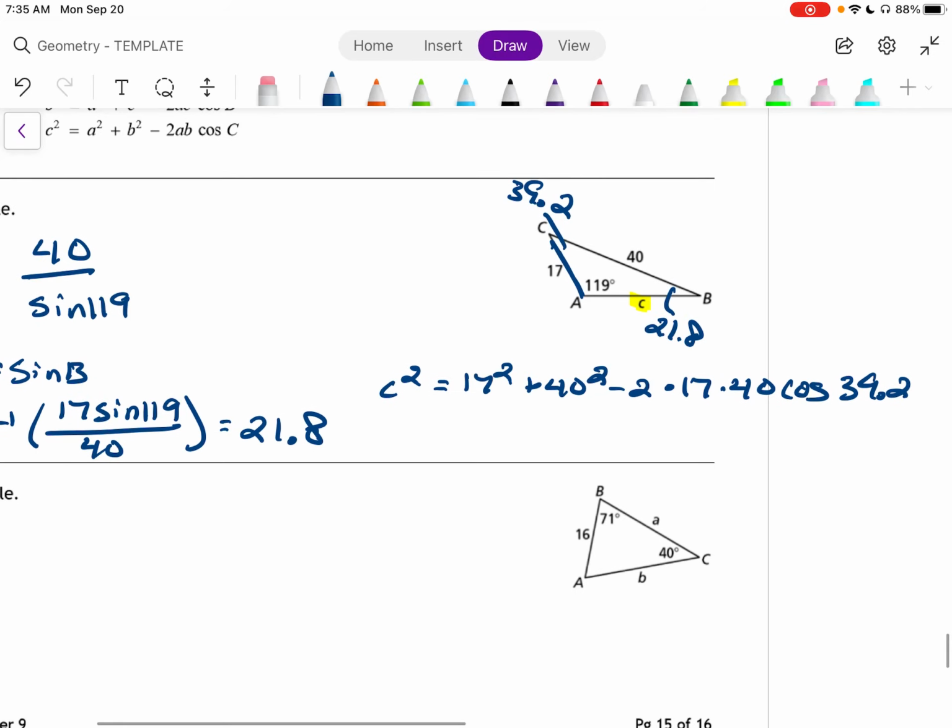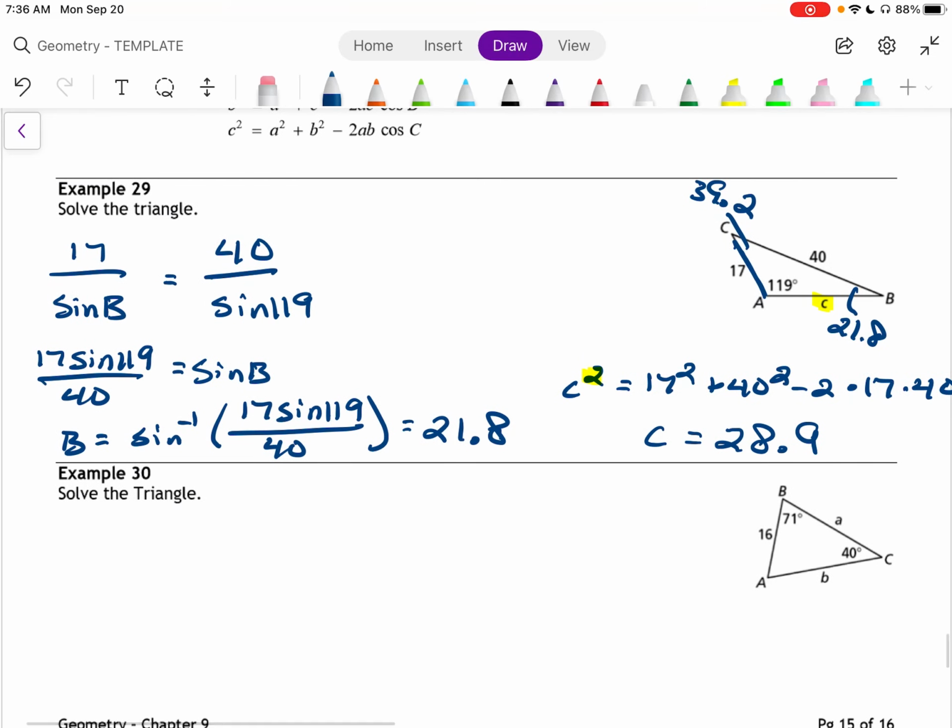Now I'm going to type this all in my calculator in just one long string, and I'm going to type it in underneath a root to get rid of that square there. So I'm going to type in, starting off, square root of 17 squared plus 40 squared minus 2 times 17 times 40 cosine 39.2. And I got C equals 28.9. And there we are. We are all done.